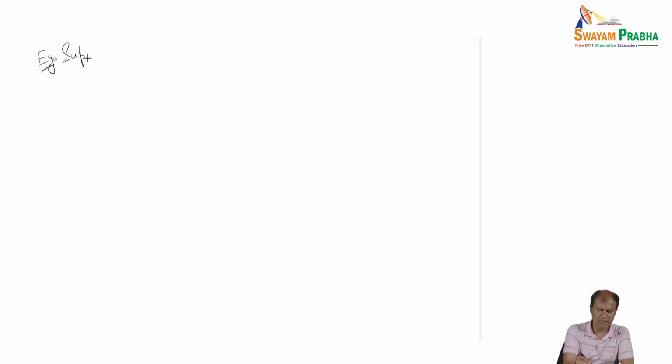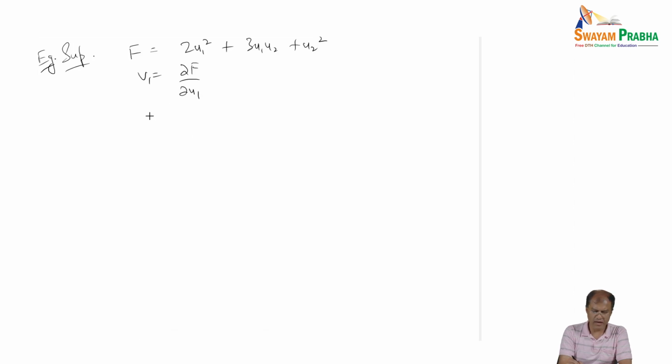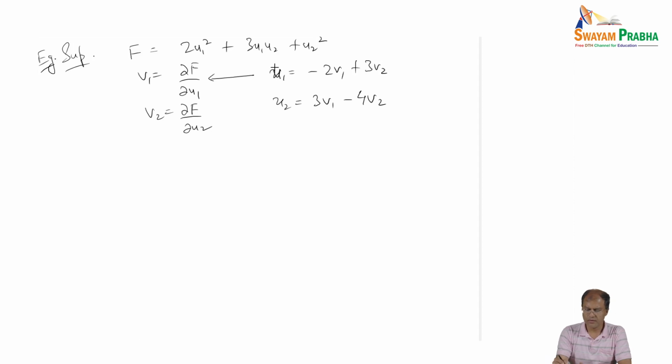The example that I have is, suppose f is 2u1 square plus 3u1 u2 plus u2 square, and v1 is partial f partial u1, and of course v2 is partial f partial u2. From here we see that u1 is minus 2v1 plus 3v2, and u2 is 3v1 minus 4v2, right?